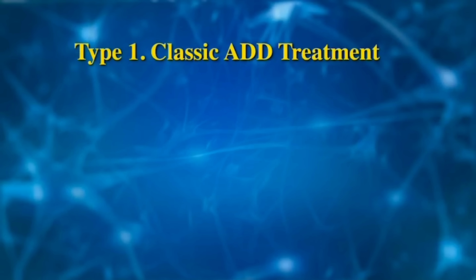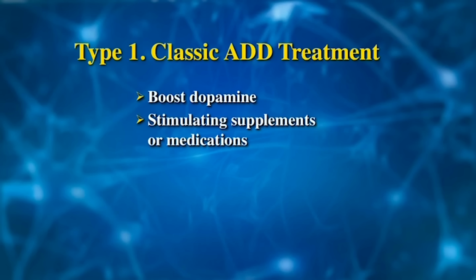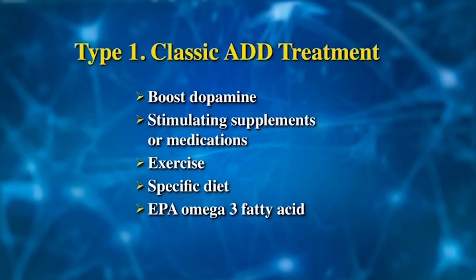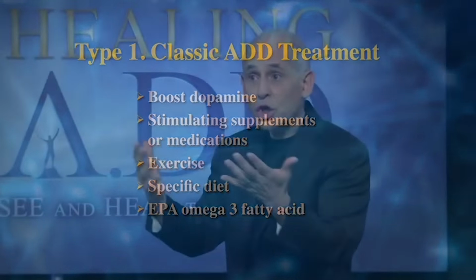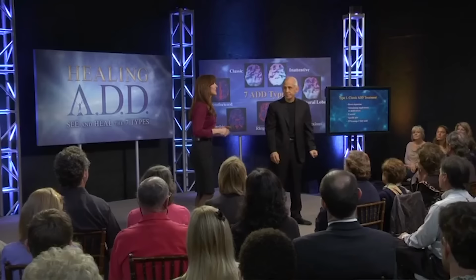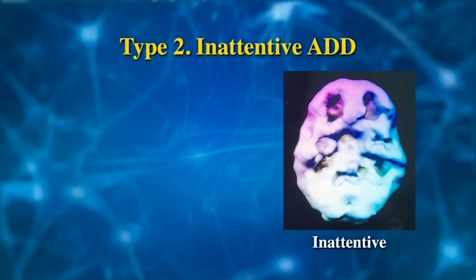Classic ADD tends to respond to interventions that boost dopamine, such as stimulating supplements or medication. Exercise can help, as can a special diet, which we'll talk about later, and a specific type of omega-3 fatty acid called EPA. The good news is that with the right treatment, we can calm the restlessness you feel and improve your focus. Inattentive ADD is the second type.